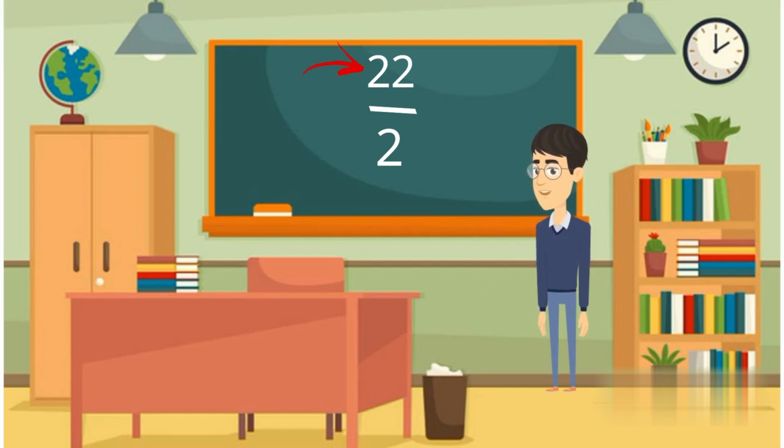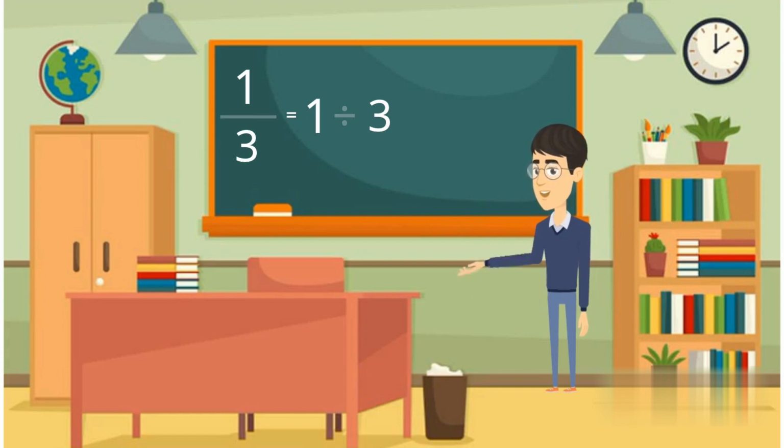The top number is the number being divided up, and it is the numerator. The bottom number is the number we are dividing by, and it is the denominator. Now let's consider some simple fractions you already know, and think about them as division problems. For example, 1/3 can be written as a division problem: 1 divided by 3.